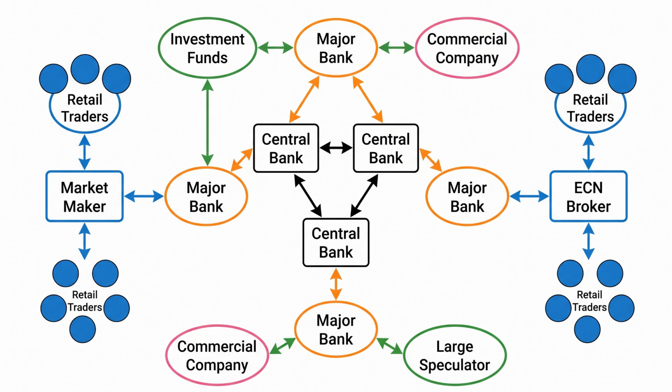Institutional and commercial players, green connections. Connected to the major banks are various large-scale entities that require access to deep liquidity, represented by green arrows. Commercial companies: these are multinational corporations, like Apple or Toyota, that need to exchange large amounts of currency to pay foreign suppliers, employees, or repatriate profits. They do not trade for speculation.